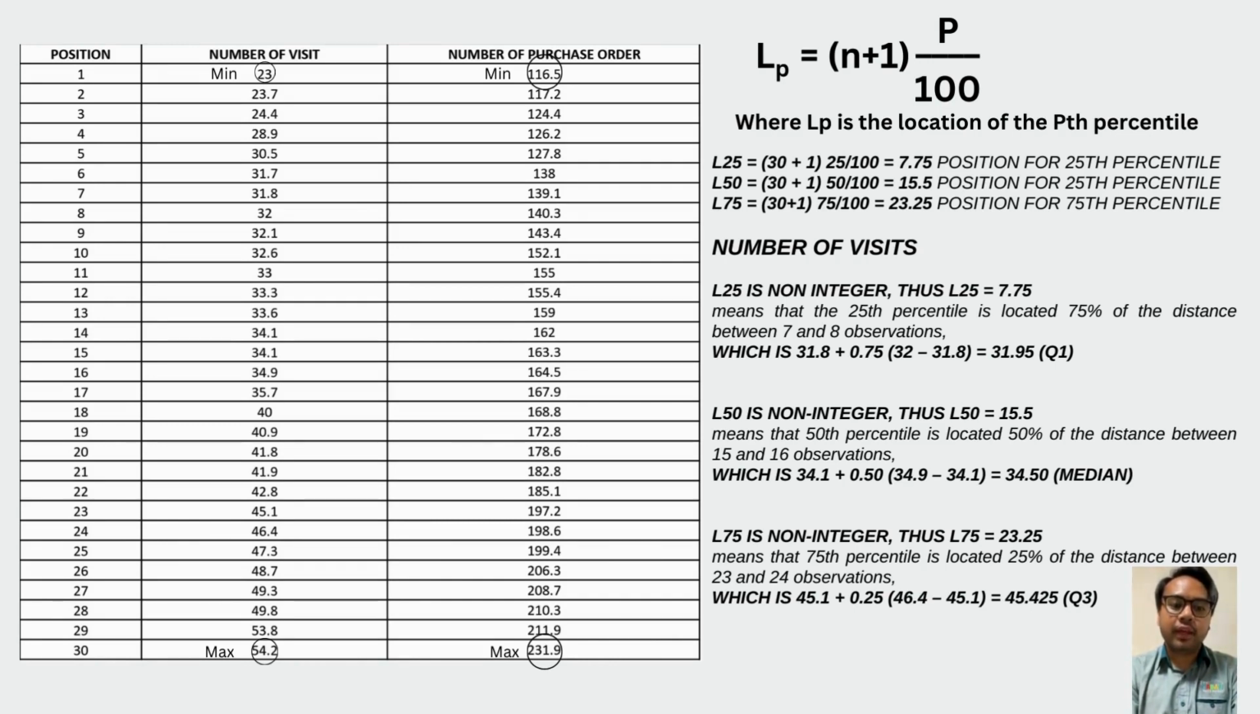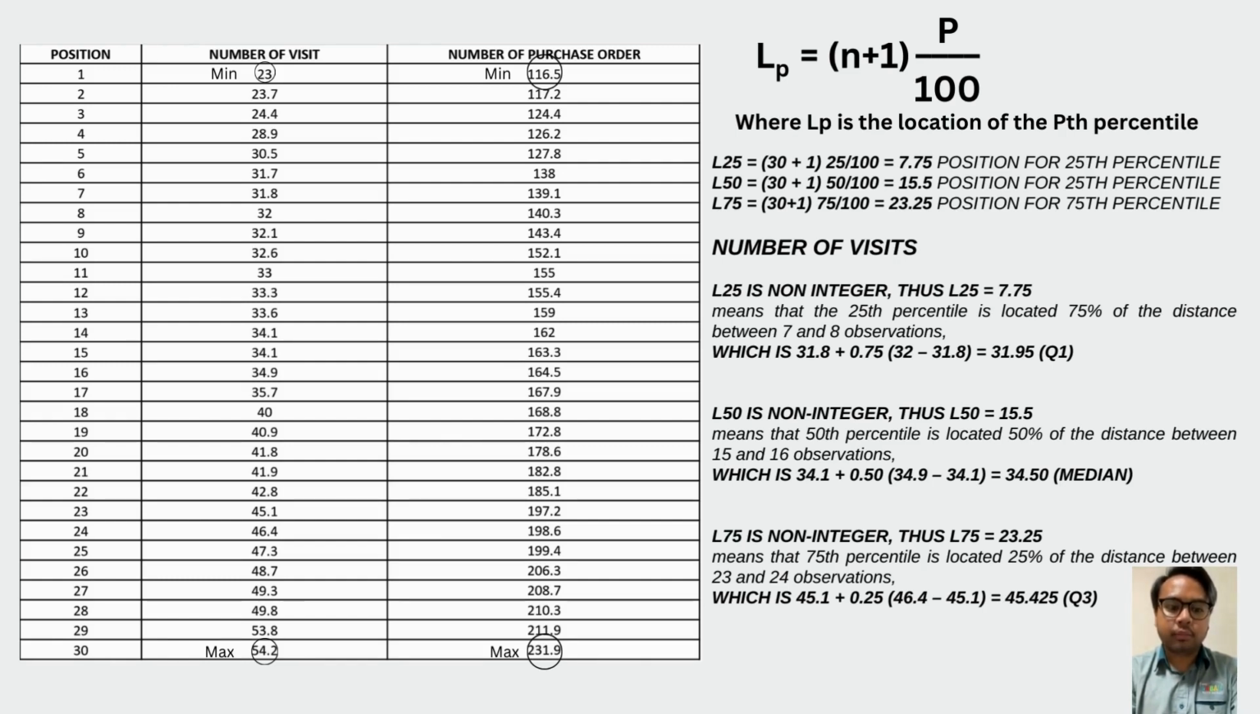Same for the 50th and 75th percentile for the number of visit and number of purchase order. The calculation is the same. The only thing we need to change is the value of P. If the position is not an integer, then we need to interpolate between two corresponding observations to approximate the P percentile.